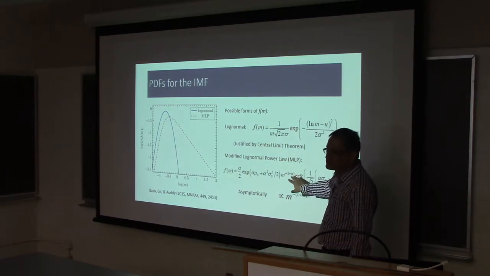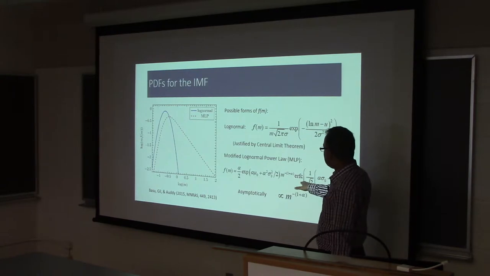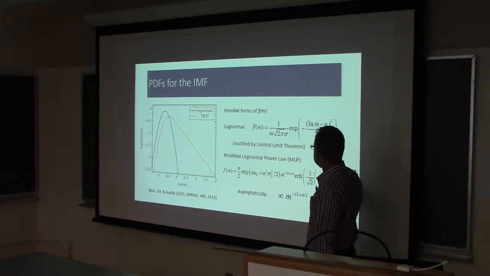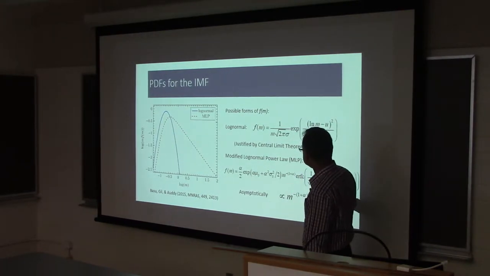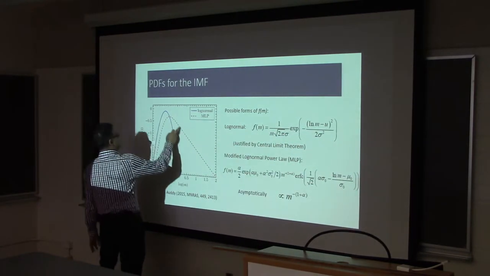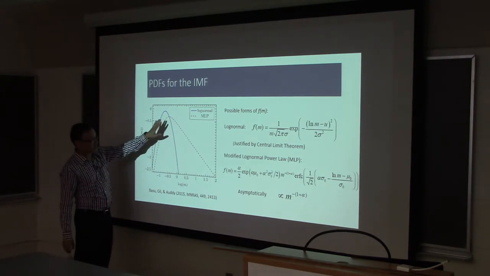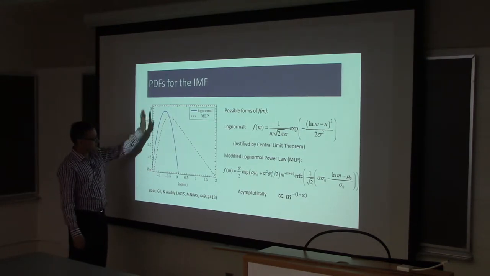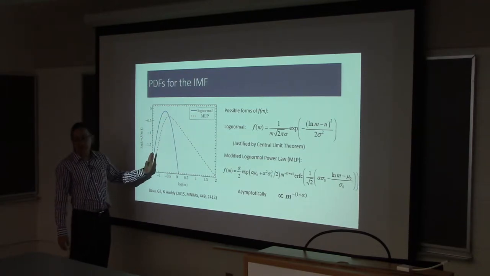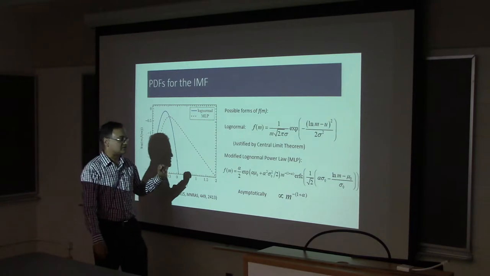As hideous as this looks, this is basically a function that is 0 at low mass, very low values, and then makes a jump up to unity at higher mass. So it's like a step function. At high mass, you get the power law. At low mass, you are modulating the power law. So this is an MLP, modified log-normal power law, for a certain set of parameters. And this is a log-normal, which looks like a parabola in log-log binning and plotting. So this can look like a log-normal at low mass, but it has a power law tail.